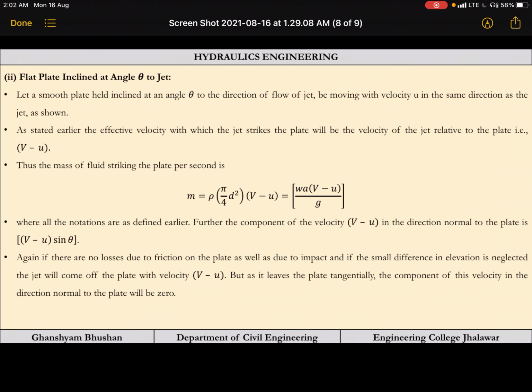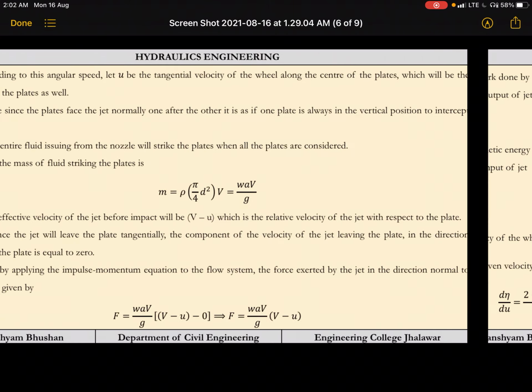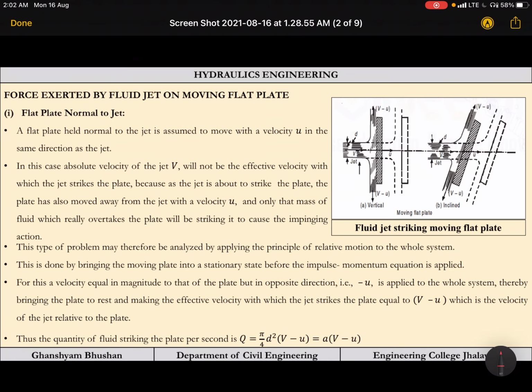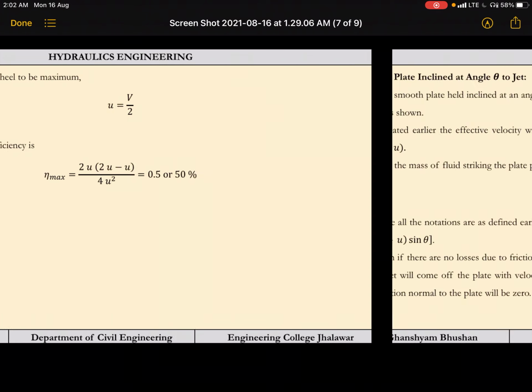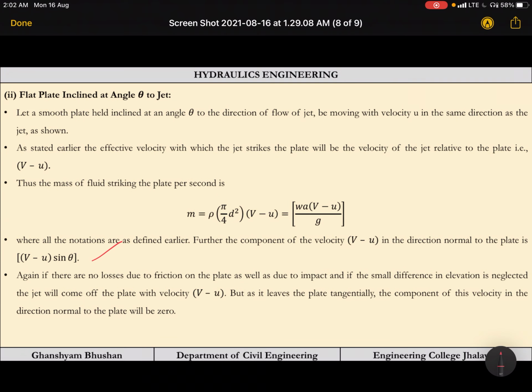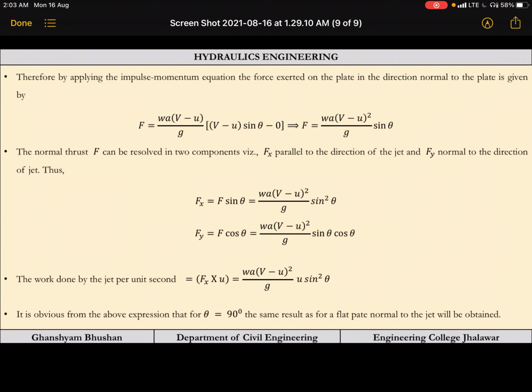Now, when the plate is inclined at theta but still moving with the velocity u, only the component we have to take. This is the second case, shown here. This is our new case. Take the component, which now becomes v minus u sine theta, and everything else remains the same. If you put theta as 90 degrees, you get the same expression as the previous one.